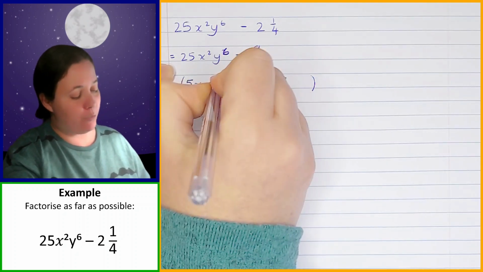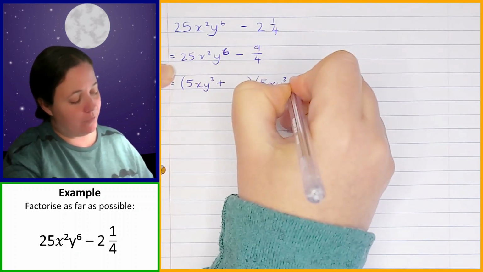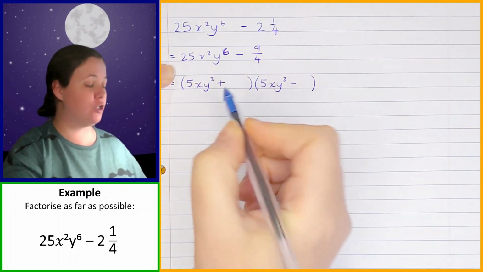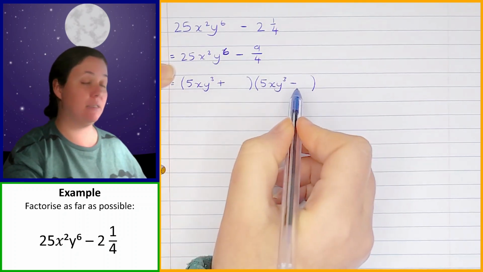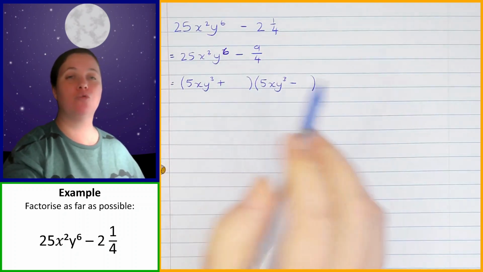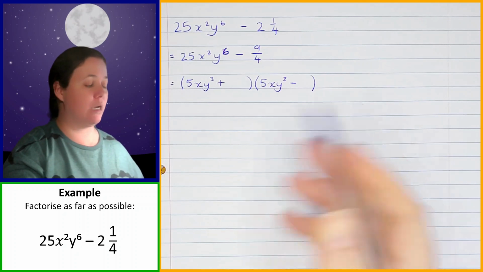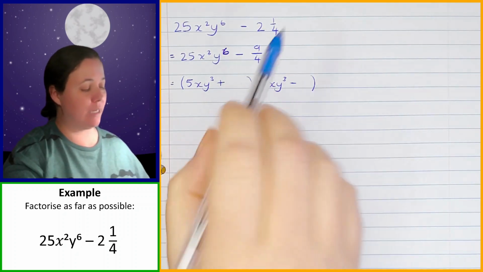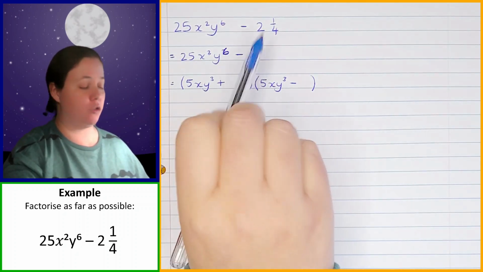Then one of the brackets gets a plus, and one of them gets a minus. I prefer to always put the plus first and the minus second, but it doesn't really matter. You can put them in any order. This is just the way I prefer to do it. Okay, then we're going to go on to our second term.